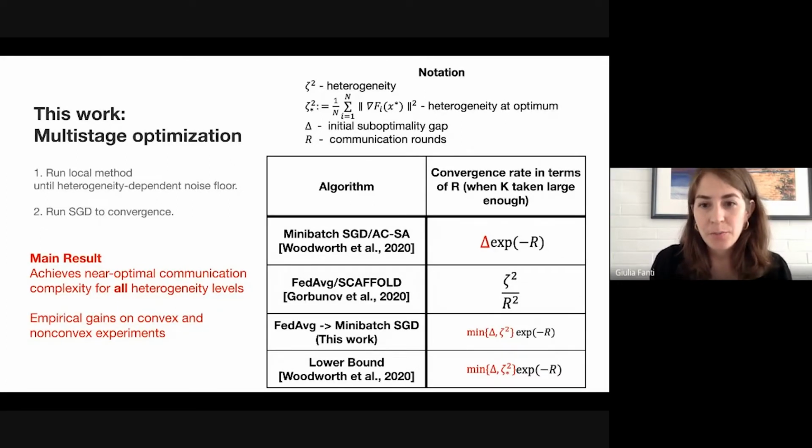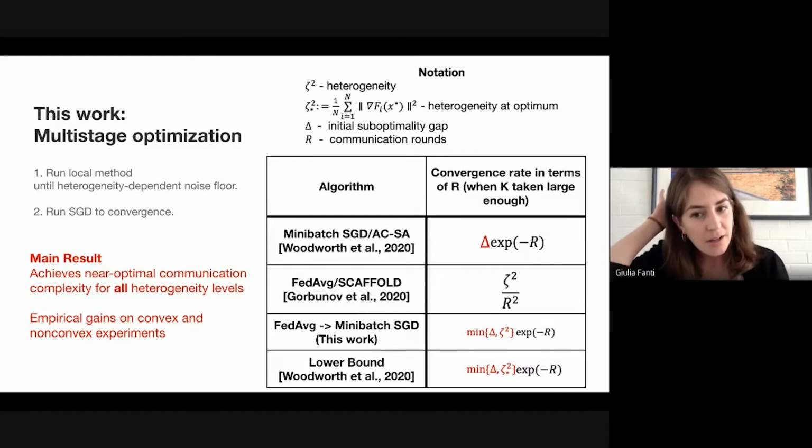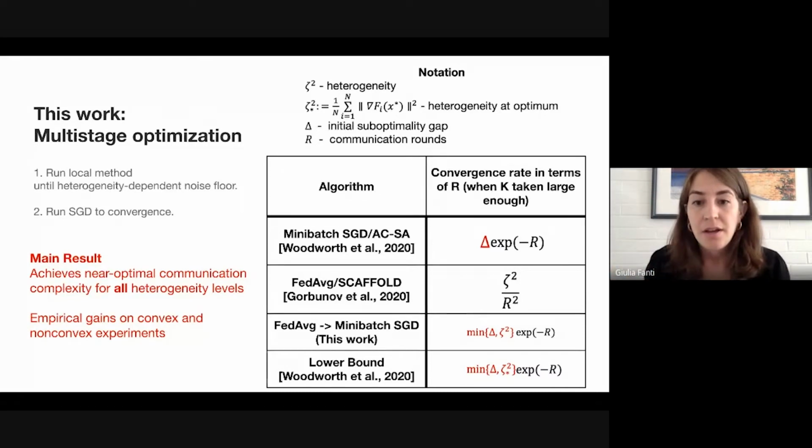So we consider two different variants of the problem. One way to do it is that if you know certain parameters that are specific to the problem, like your initial suboptimality gap and your strong convexity and smoothness parameters, you can choose when to switch based on that. However, observing that oftentimes you may not know these parameters, we also look at a multi-stage variant that doesn't require this knowledge.